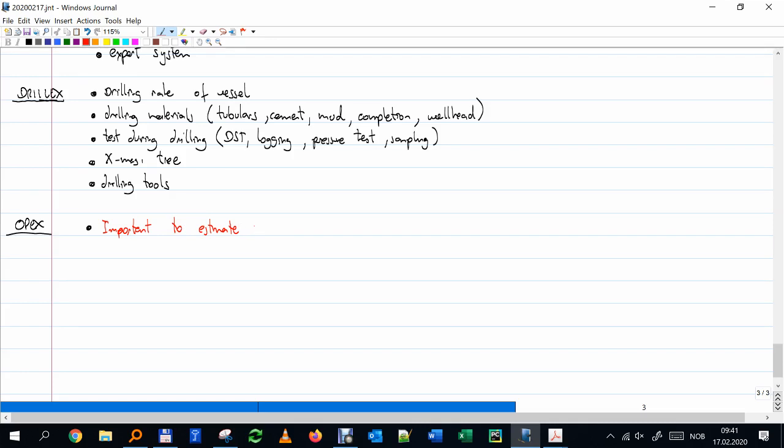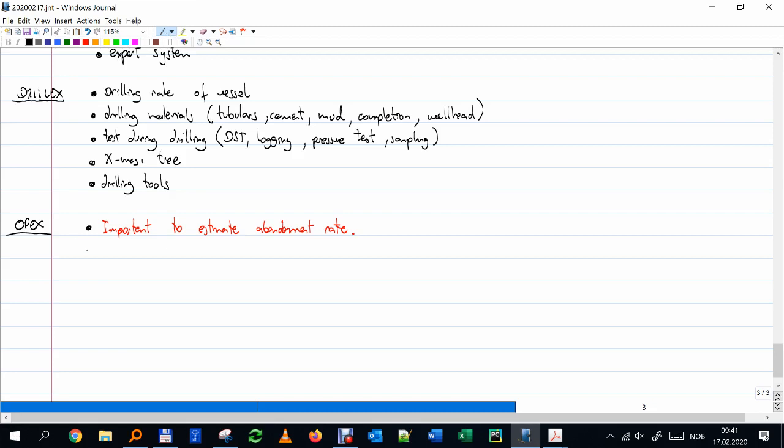Important to estimate abandonment rate. And of course it's changing a bit. Every time I try to make my operations more efficient, I try to reduce costs, maybe have less people, try to reduce energy consumption. That stretches a bit the end time of the field, the end time of production.